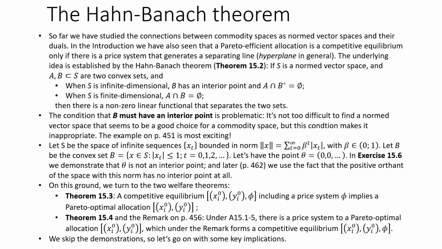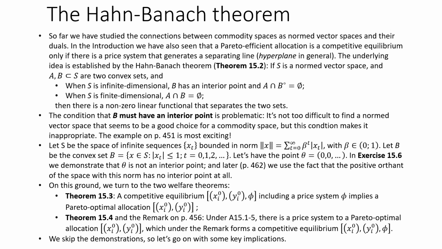In the two previous exercises, we studied the connections between commodity spaces and their dual spaces, but we are still interested. We did this with a purpose, because we are still interested in finding price systems as solutions to economic problems. We saw in the introduction that a Pareto-efficient allocation can be regarded as a competitive equilibrium only if there is a price system that generates a hyperplane that separates the two convex sets.